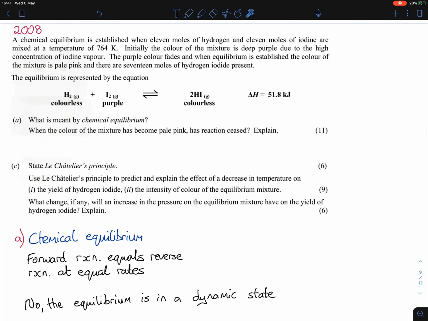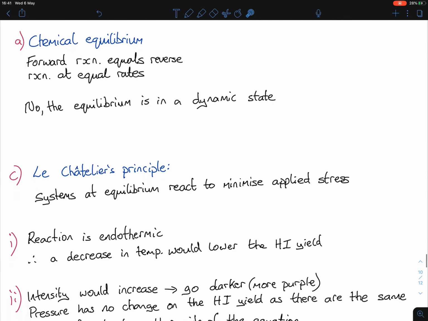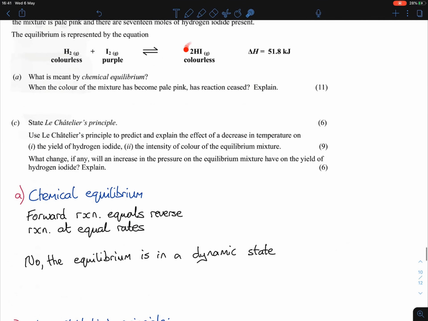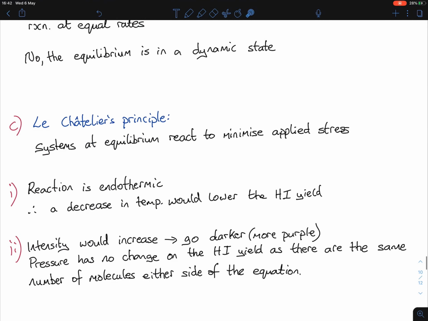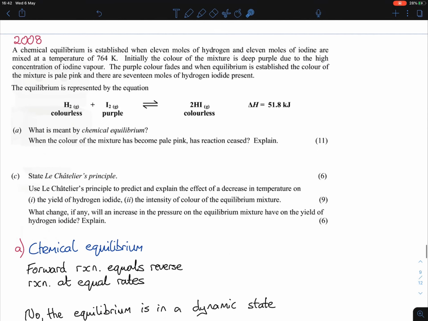Now, what happens to the intensity of the colour in the equilibrium mixture? So again, if I decrease the temperature here, what happens to the intensity of colour? Well, we've already just said it. If it's not forming the product, then it has to be going towards the reactant side, so the intensity would increase because it's a darker colour on the reactant side. So it would go darker, more purple. So just bear that one in mind.